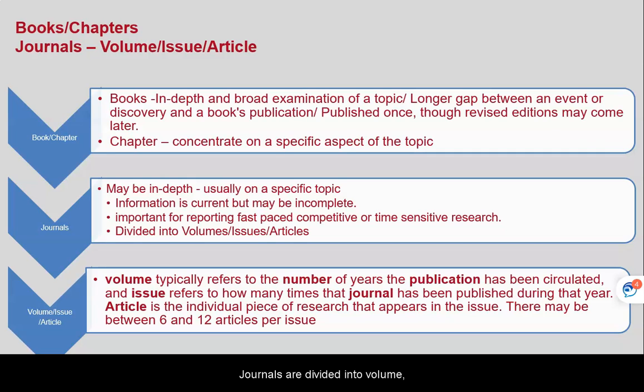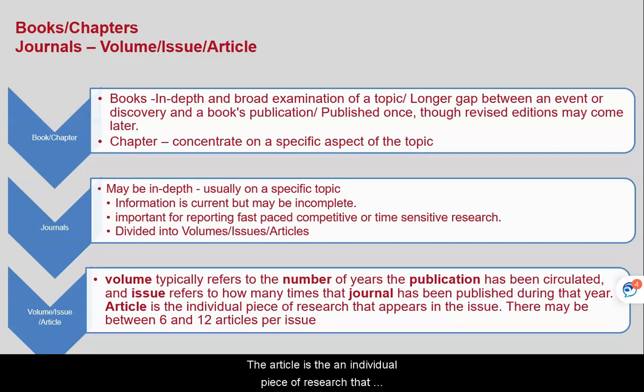Journals are divided into volumes, issues, and articles. The volume usually refers to the number of years the journal has been published. So, for example, volume 10 of a journal will have been published for 10 years. Generally, there is only one volume per year. The issue refers to how many times in the year the journal is published. There may be several issues to a volume.